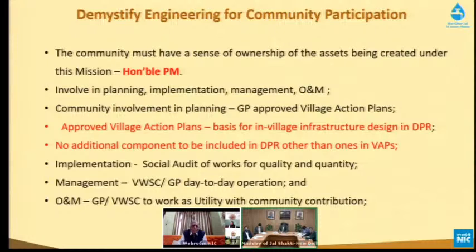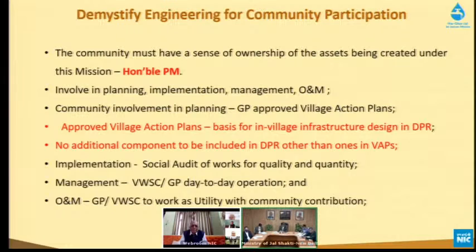I understand that big structures would still be with some of the major departments, but especially village infra would be managed only by the community. So how would you do that? It's already explained in our guidelines. We have village action plans detailing all the points that need to be covered. The Gram Panchayat or the village water and sanitation committee have to be involved from the beginning, from the planning stage to the implementation stage and through management and operation and maintenance.